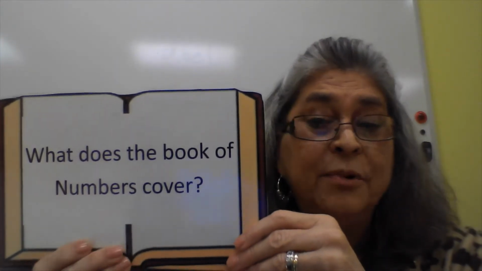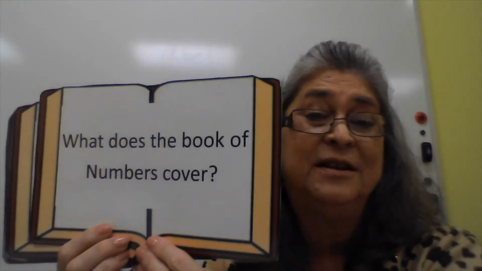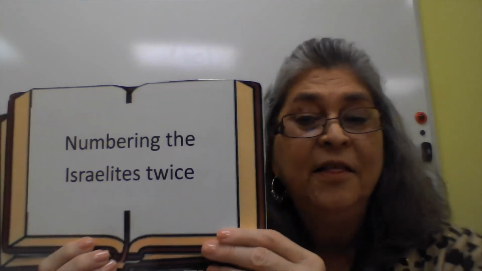What does the book of Numbers cover? That should be easy because the word is in the answer, isn't it? What does the book of Numbers cover? Numbering the Israelites twice. That's correct.